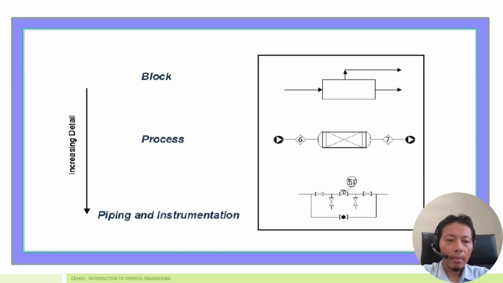Flow diagrams have different degrees of complexity. The most basic one is known as a block diagram. Then we have a more complex flow diagram known as a process flow diagram. And the most advanced and complex type of flow diagram is known as a piping and instrumentation diagram.